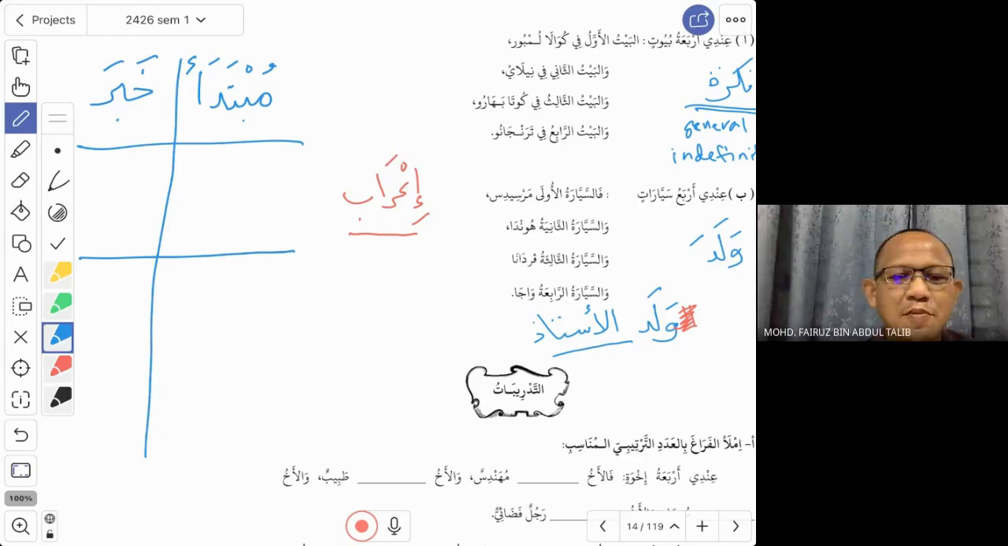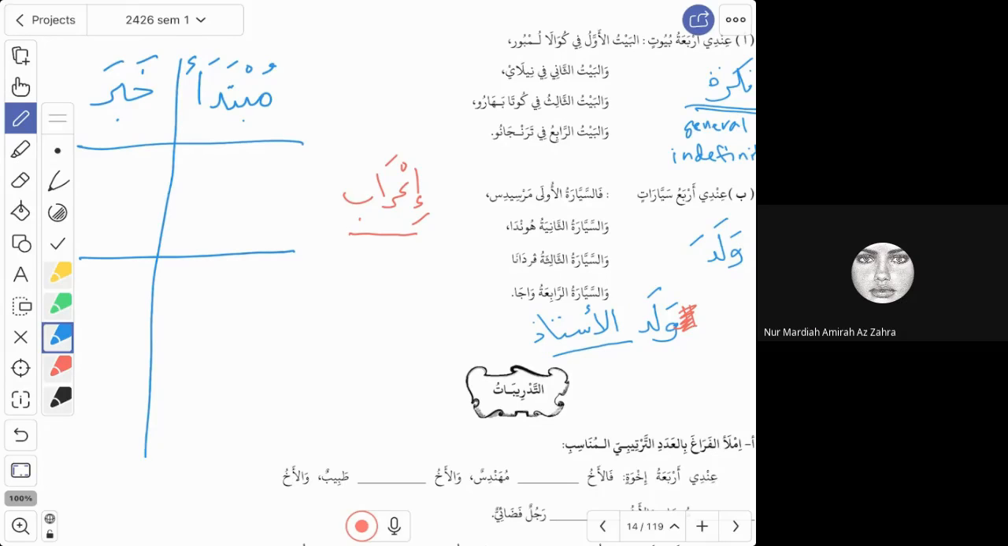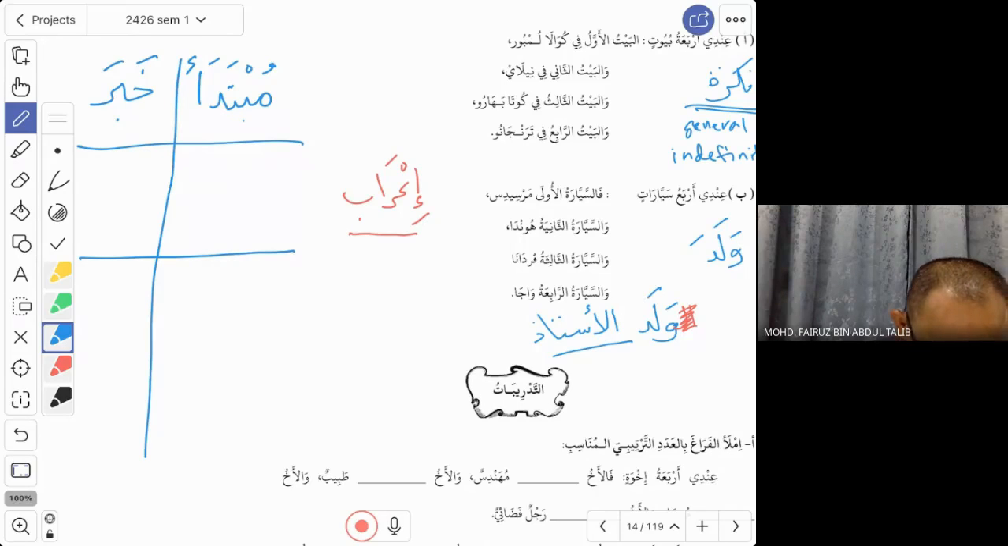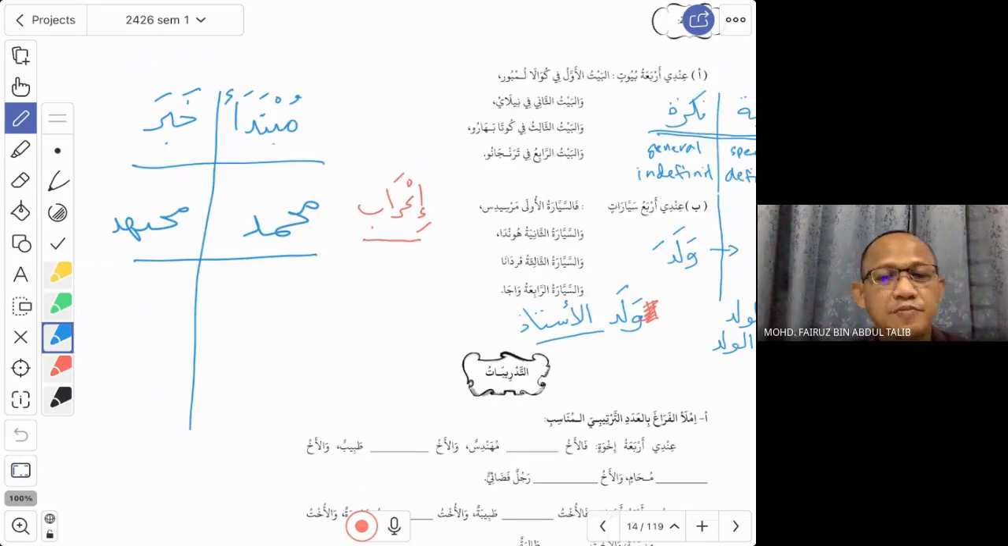Muhammad mujtahidun. Now, who gave me the example just now? Mardia. Okay. So Mardia said Muhammad mujtahidun. Okay, good. This is a simple example of mubtada wa khabar. Muhammad is the mubtada, the subject matter that you want to talk about. And what about Muhammad? Then you mention that Muhammad is mujtahid. He is hardworking. So mujtahid is the khabar.